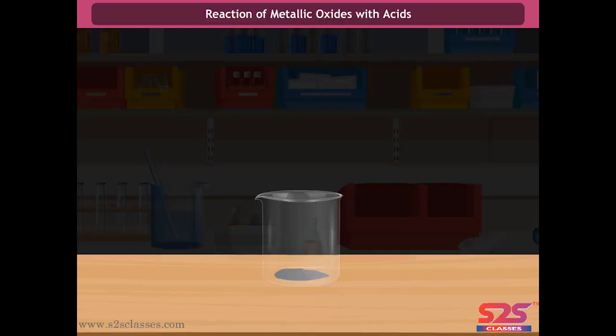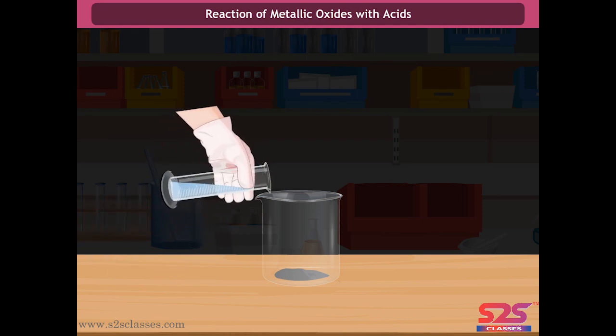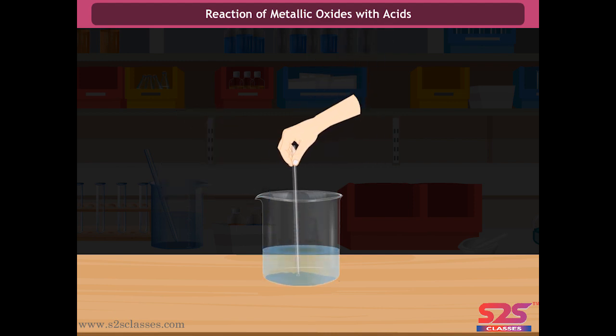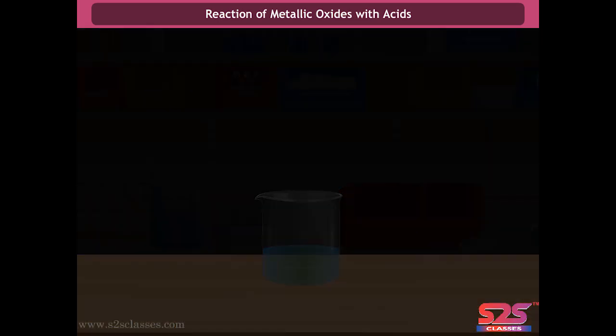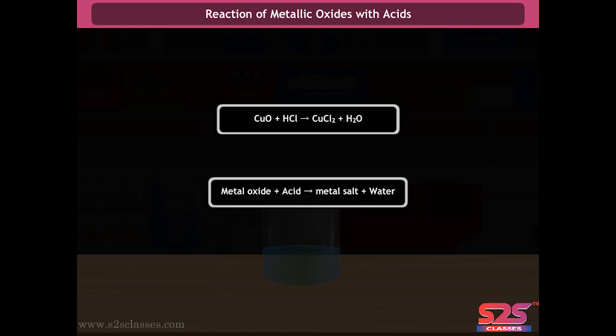Reaction of metallic oxides with acids. Take a small amount of copper oxide in a beaker and add dilute hydrochloric acid slowly while stirring. You will observe that the color of the solution becomes blue-green and the copper oxide dissolves. The blue-green color of the solution is due to the formation of copper chloride in the reaction. It is a reaction between a metal oxide and an acid to give metal salt and water.